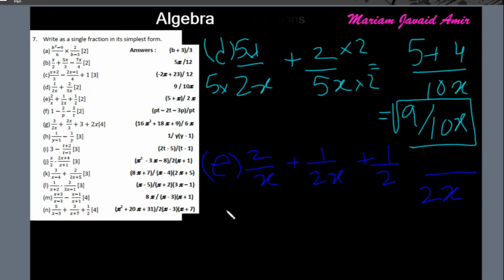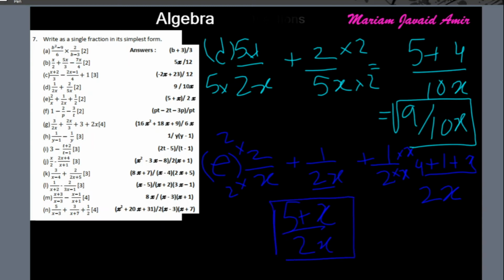So to change this into 2x, we'll be multiplying it with 2 and 2, so we get 4 plus this is already 2x, so no further multiplication, plus this is 2, will get multiplied with x and x, so plus x. So we get 5 plus x over 2x as answer for part E.